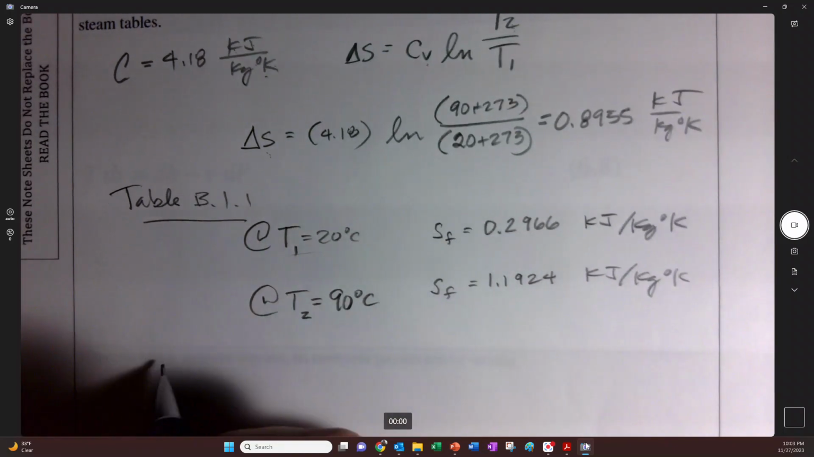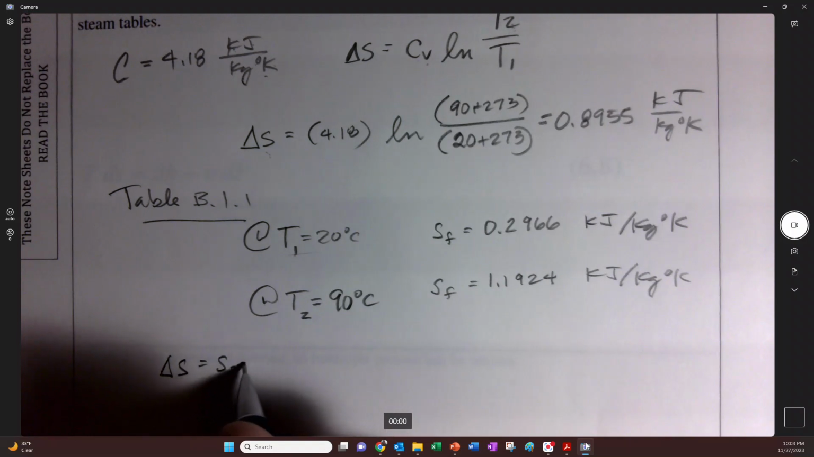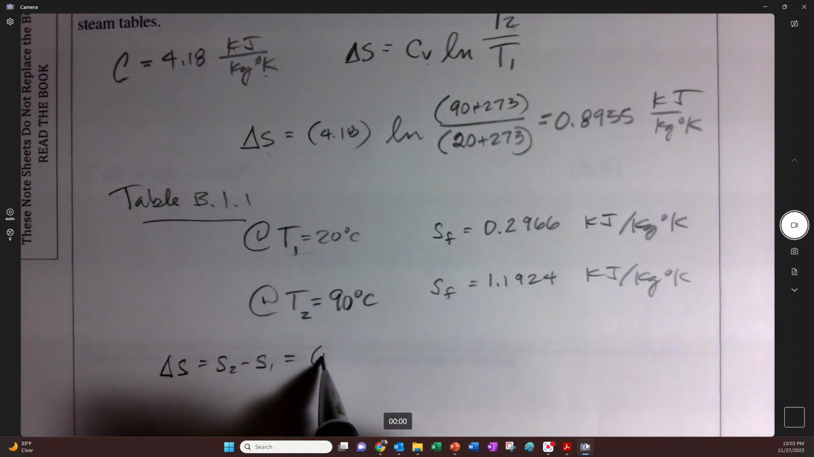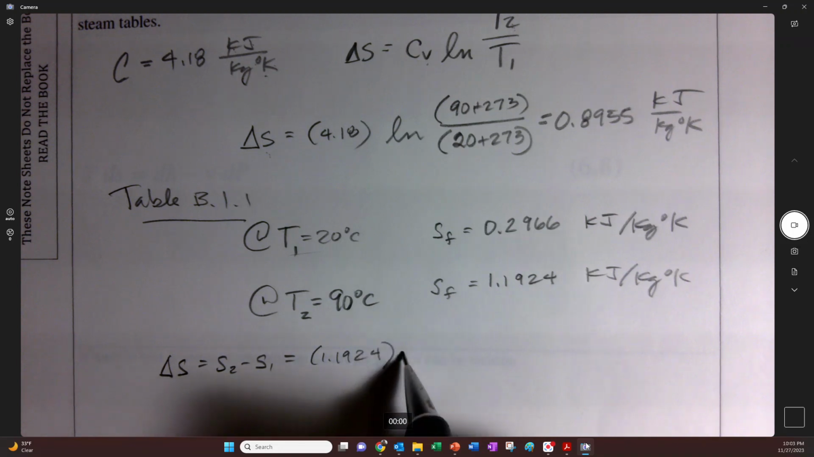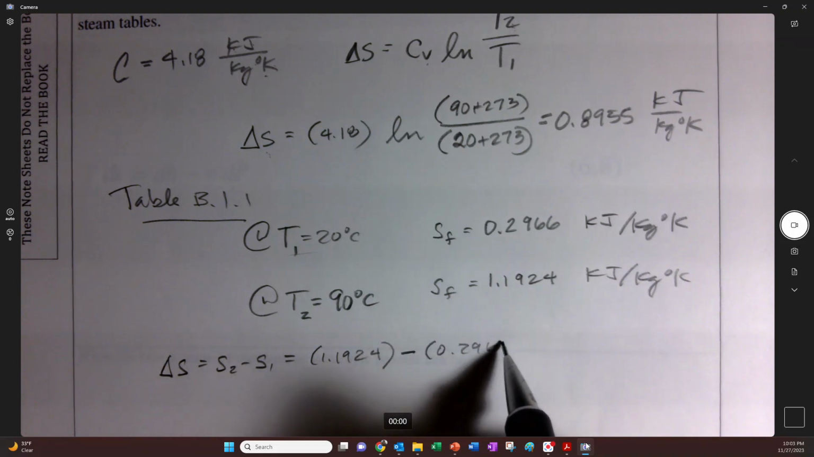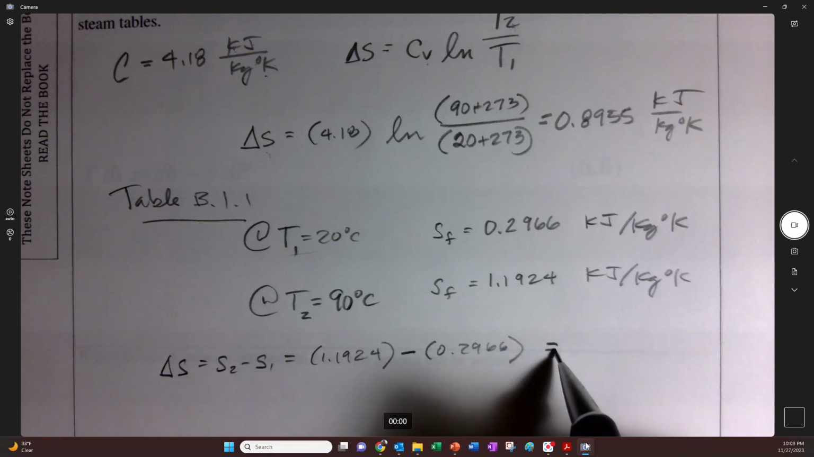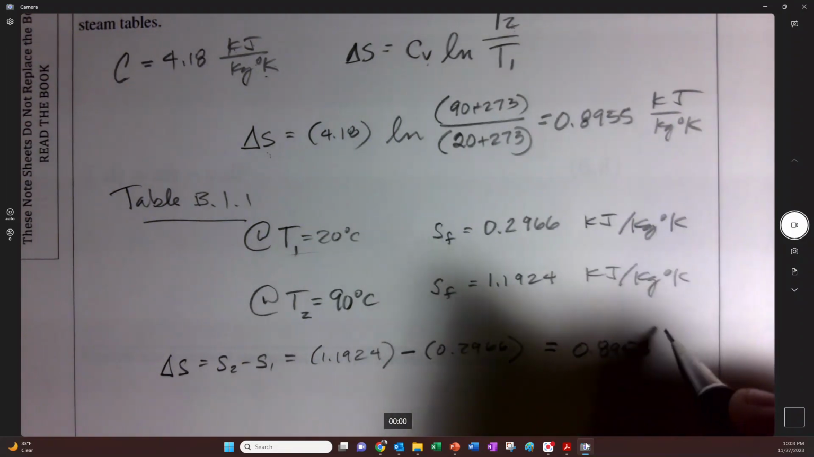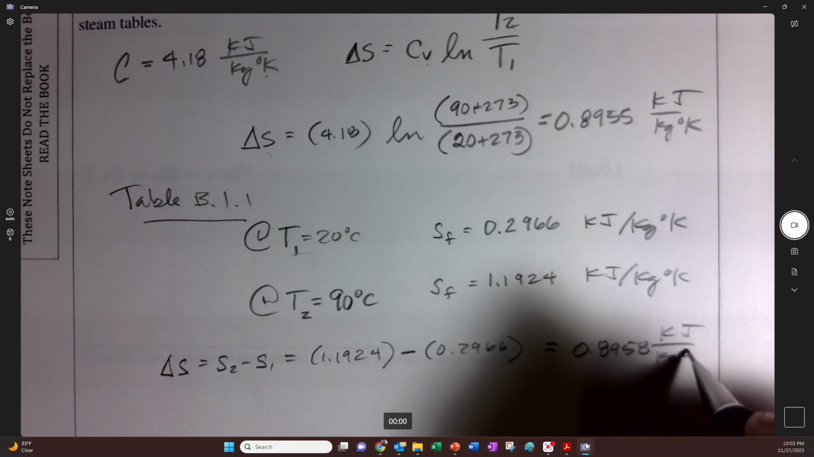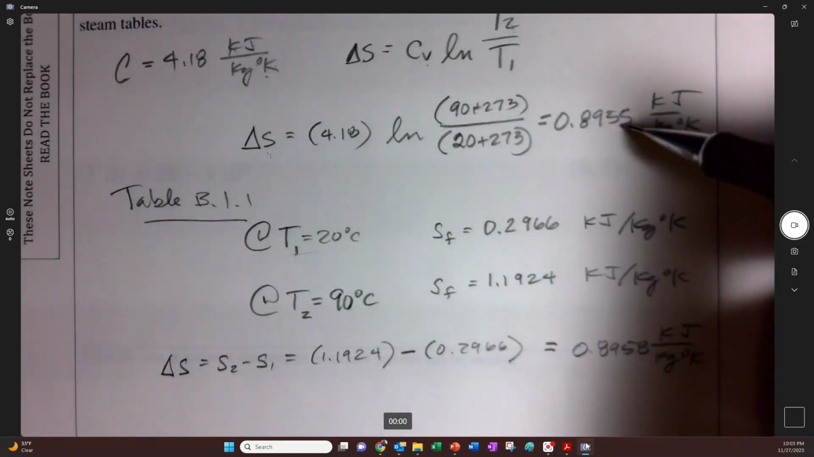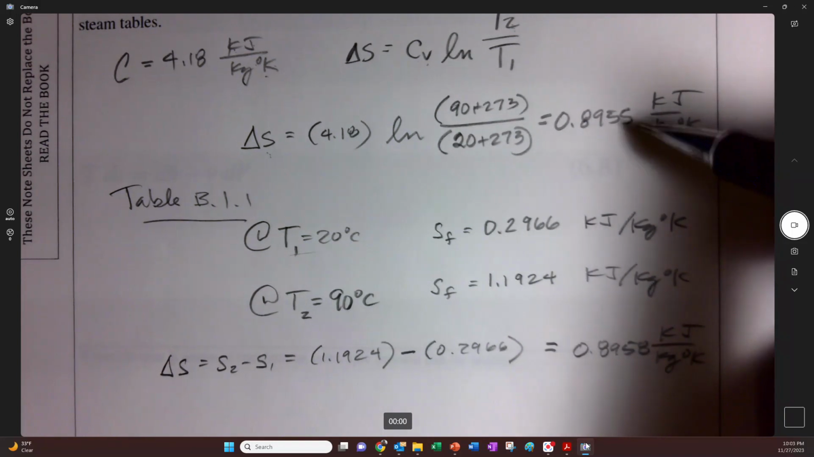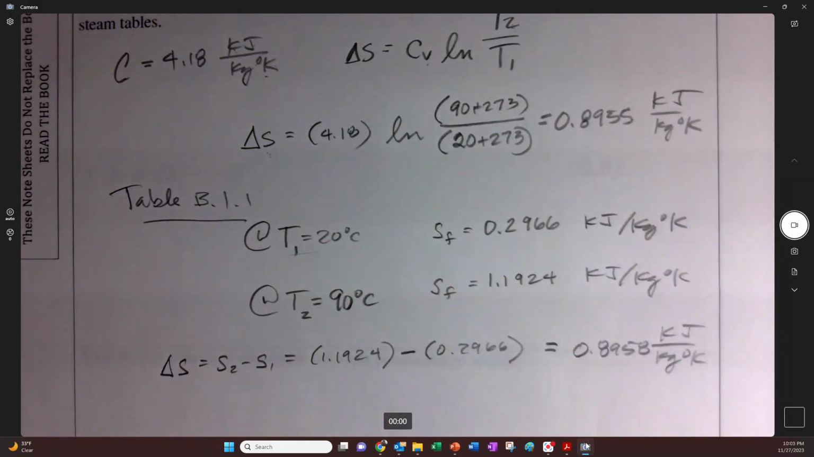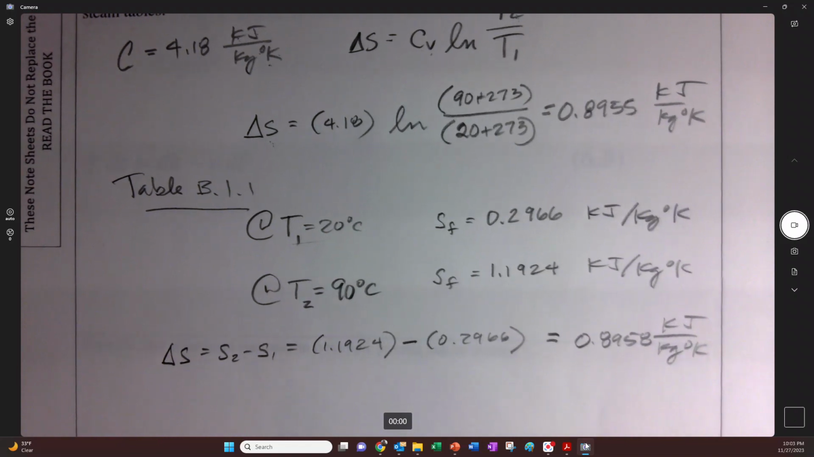So we see that we have the change, which is going to be S2 minus S1. So 1.1924 minus 0.2966, and what we end up with is 0.8958 kilojoules per kilogram degree Kelvin. And we were pretty darn close, right? We're just like 3/10,000ths off. I found that we were like 0.036% different. That's a small amount of difference.